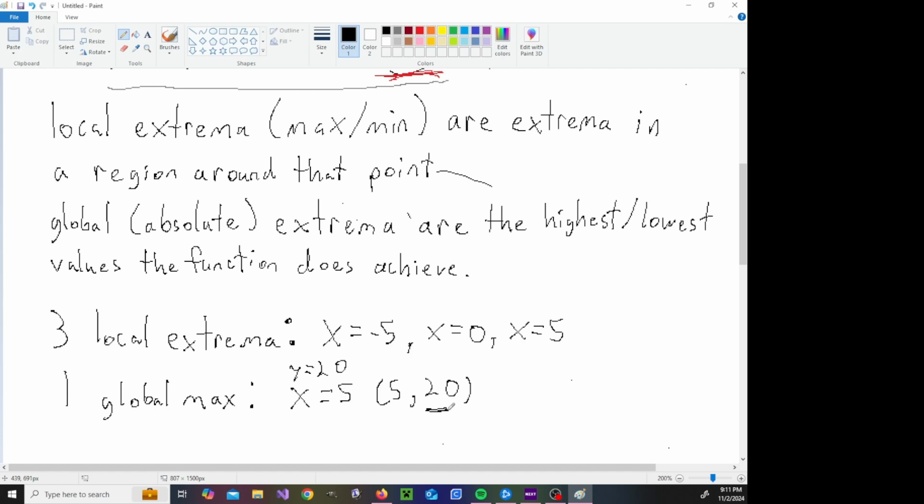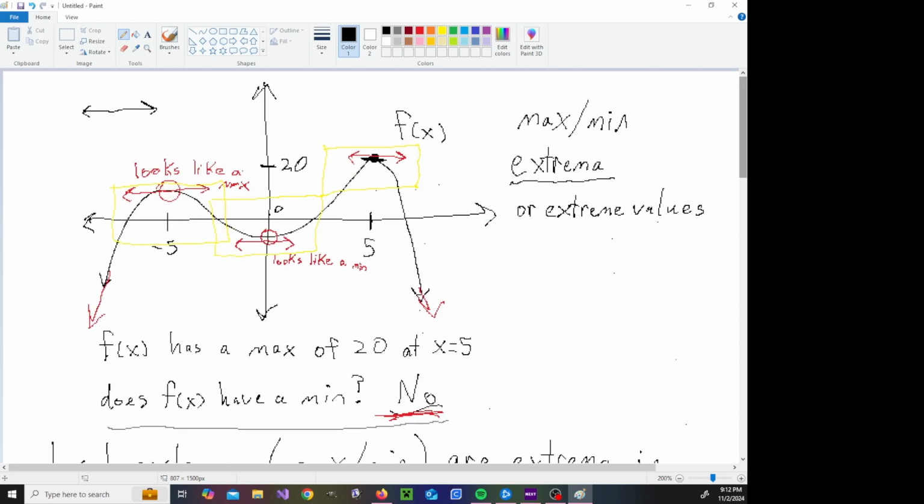right? If I say what is the maximum, I want the y value. But if I say when does the maximum happen, for what x values is that achieved, I would say x equals 5. What x value do we have? These extrema, -5, 0, and +5. Again, that's just very specific to this function, right?